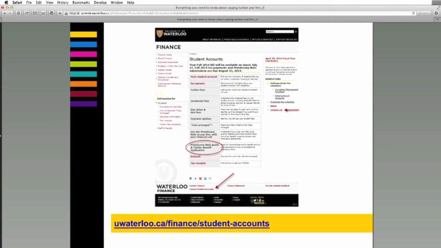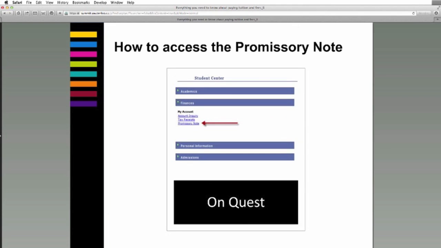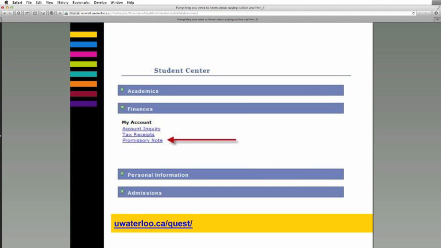So once you are ready to submit your promissory note, log into Quest, go to the Finances section, and there, where everything else is, is the promissory note. So you're going to click on the promissory note, and there will be a number of screens, and it will show you the anticipated aid that you have on your account. And then it will give you an opportunity to, if you still have a balance owing, upload proof of payment or proof of additional funding.